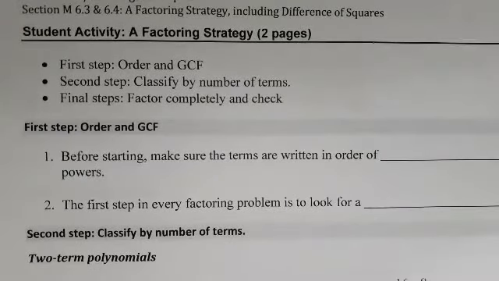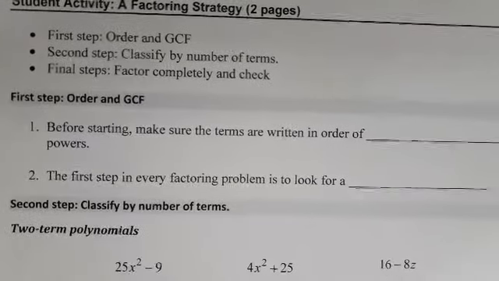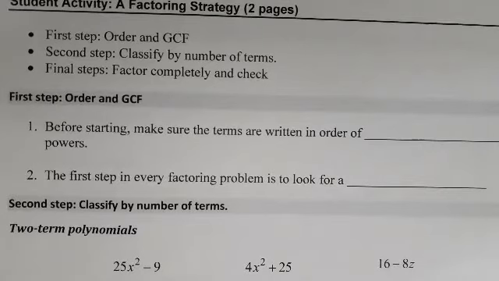Okay, so now this is student activity. Hopefully you're working your way through this on your own. Now, what do they say? First step is to order and find the GCF. Take out a common GCF if there's a common GCF. Classify by number of terms. Final steps, factor completely and check. Okay.